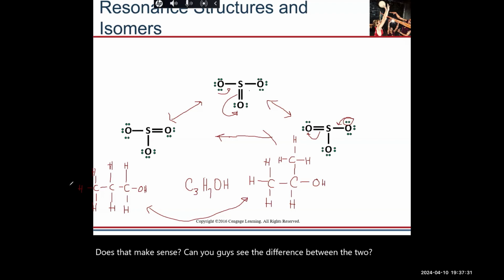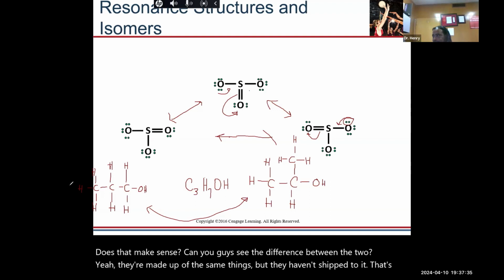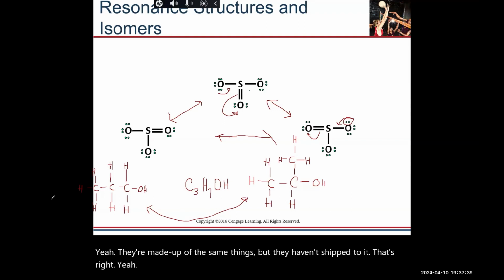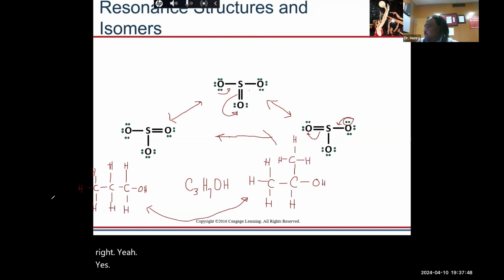Yeah, they're made up of the same things, but they just have a different shape to it. That's right. So those are isomers, so they're different from resonance structures, because resonance structures have the same shape. The only thing that's different in the case of the resonance structure is where the electrons are going to be located.